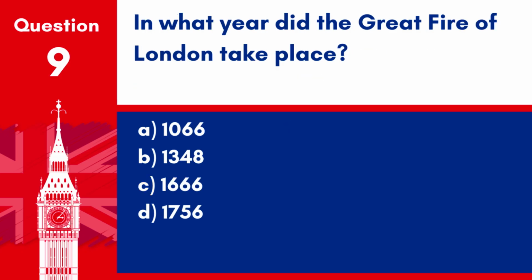Question 9. In what year did the Great Fire of London take place? A. 1066. B. 1348. C. 1666. D. 1756. Answer: C. 1666. The Great Fire of London occurred in 1666 and devastated much of the city.